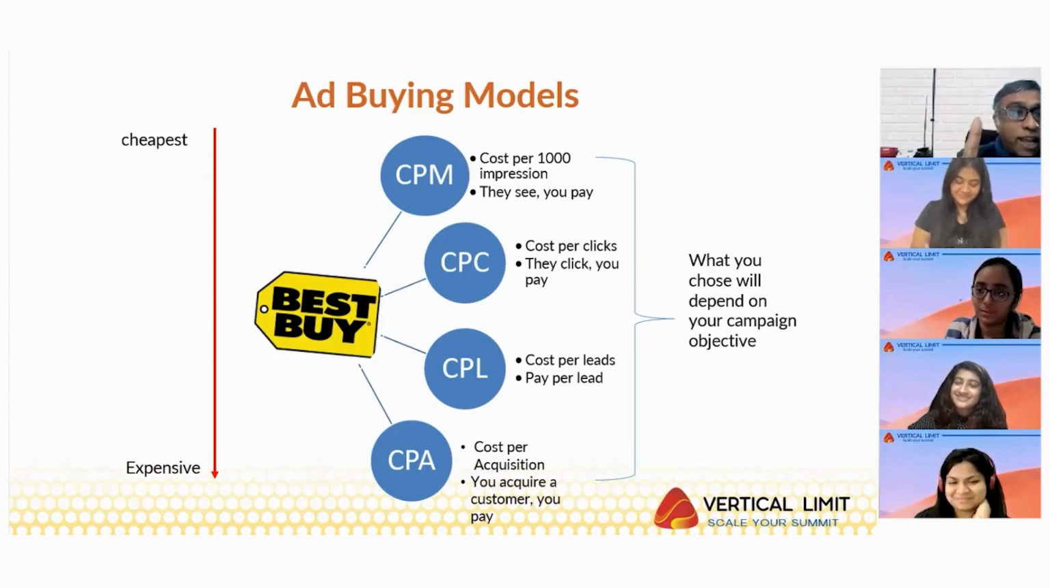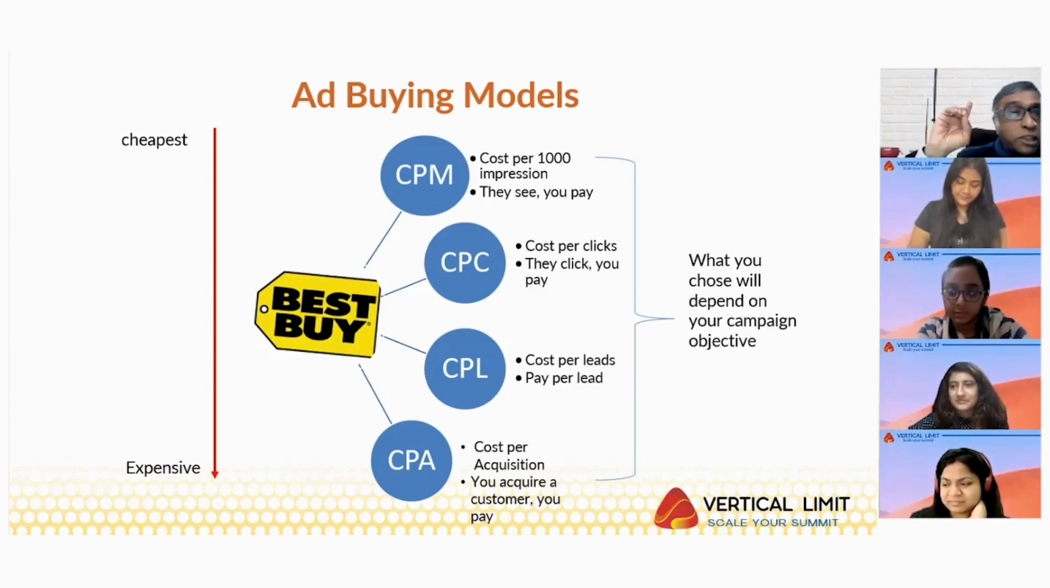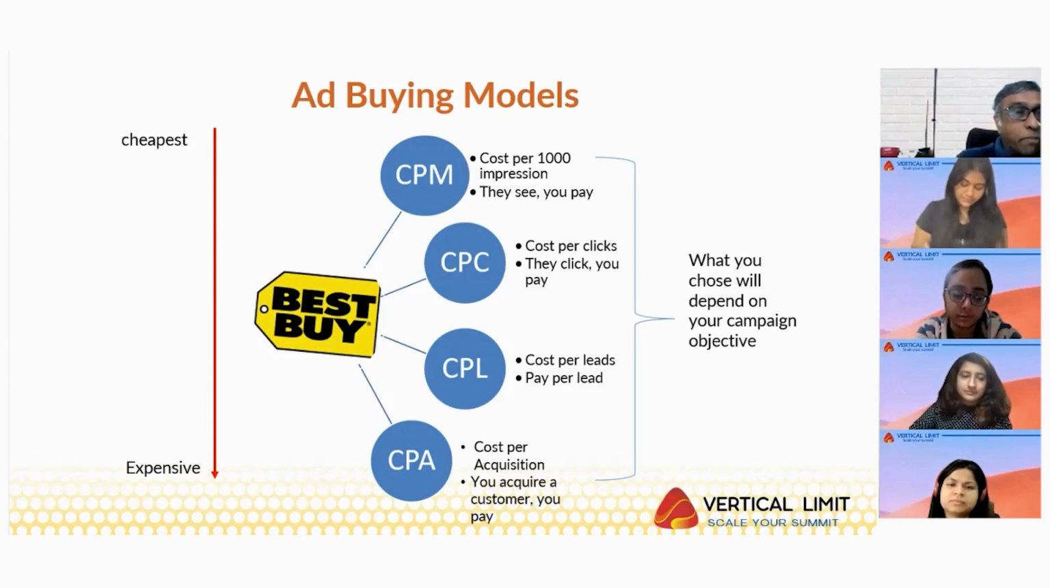Right? You only pay when somebody buys a product or a service. You don't pay anything otherwise. So the cheapest model is obviously the CPM model, because you're essentially paying for space. You may or may not get clicks, you may or may not get leads, you may or may not get somebody to buy. You have no idea. The most expensive is obviously CPA, where you're paying only when somebody buys.